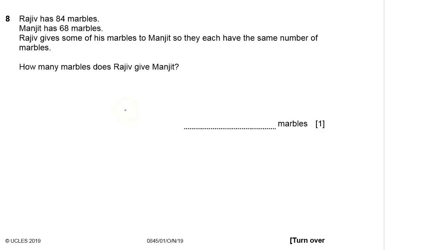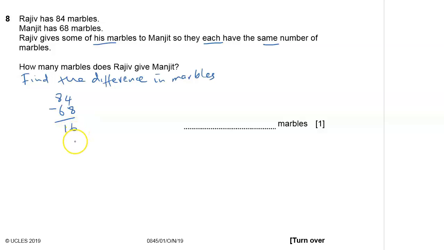Number 8. Rajiv has 84 marbles. Majid has 68 marbles. Rajiv gives some of his marbles to Majid so that they each have the same number of marbles. How many marbles does Rajiv give to Majid? To solve this question, first find the difference in marbles. How many marbles does Rajiv have more than Majid? You take Rajiv's marbles, which are 84. You take away Majid's marbles, which are 68. This will give you 16.